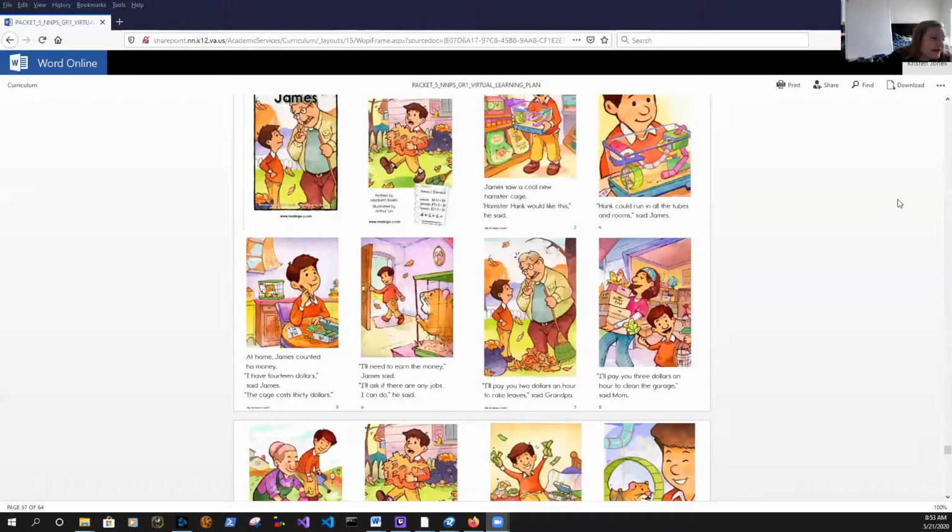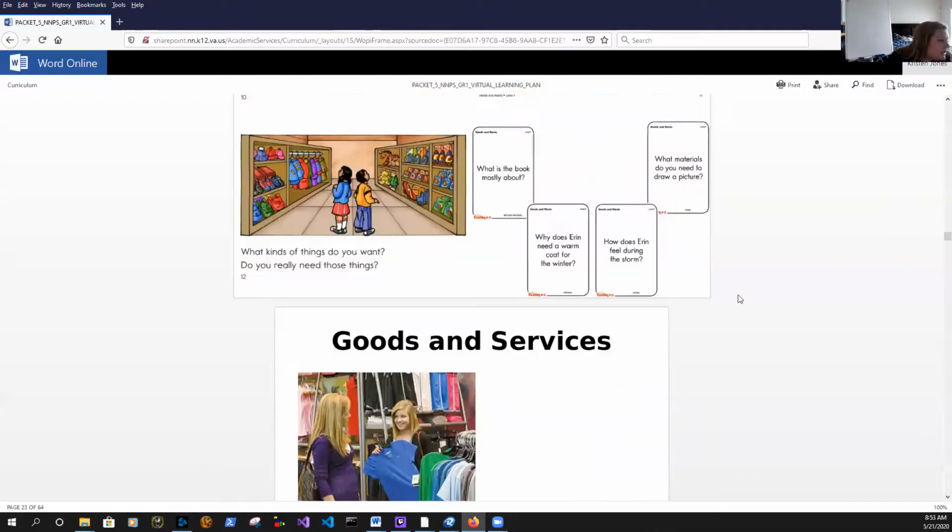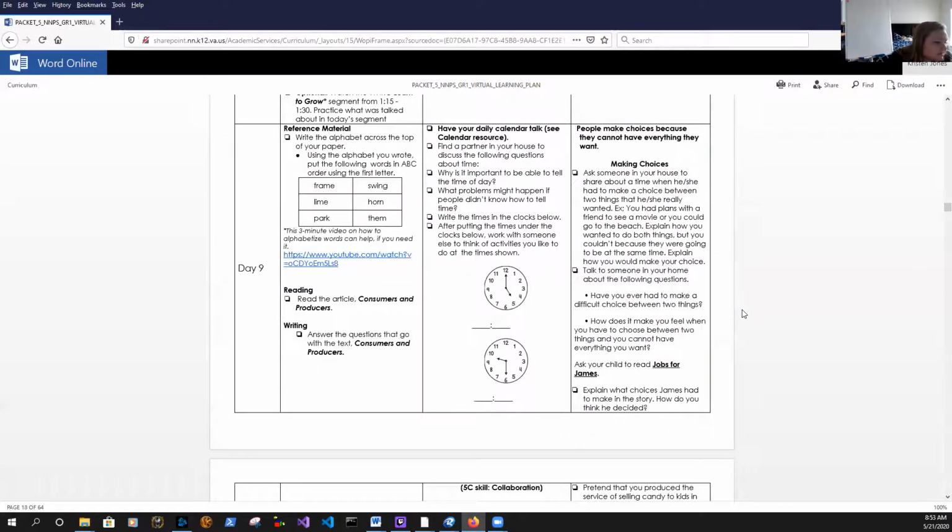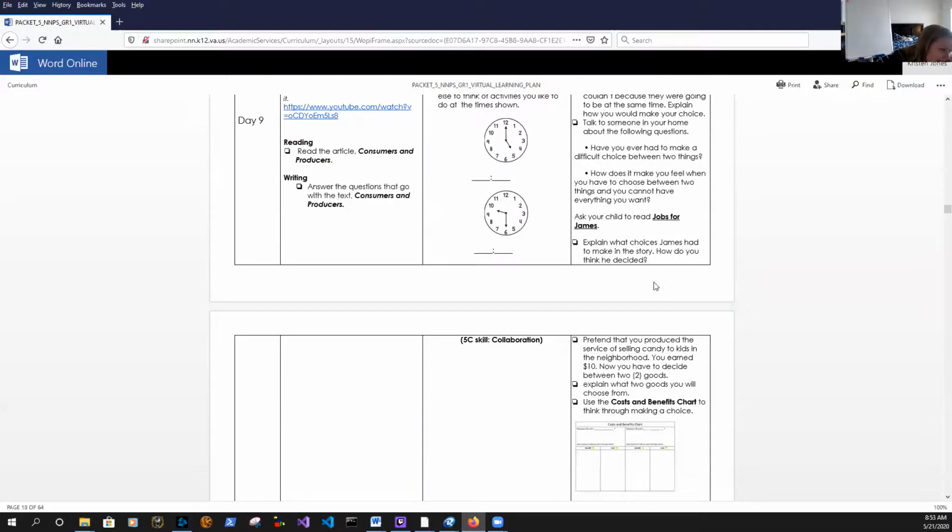So after reading that book and answering those questions, it says, explain what choices James had to make in the story. How do you think he decided? Pretend that you produced the service of selling candy to kids in the neighborhood. You earned $10. Now you have to decide between two goods. Explain what two goods you will choose from. Use the costs and benefits chart to think through making a choice.